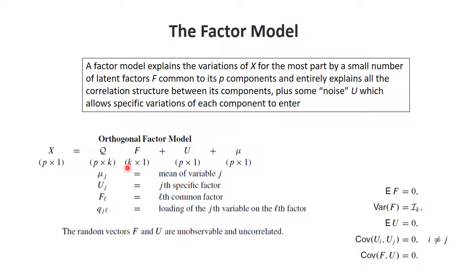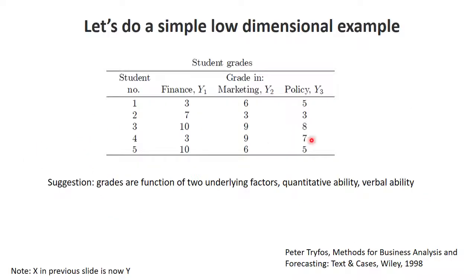Just like in PCA, we'll be working with factors that are orthogonal, and noise terms that are orthogonal to each other. So this is just a mathematical model. I thought perhaps it would be better to explain it with a simple low-dimensional example. This example I borrowed from Peter Tryfos's book, which was a business case book. A lot of these factor analyses are used, of course, in business, marketing, psychology, healthcare, etc.